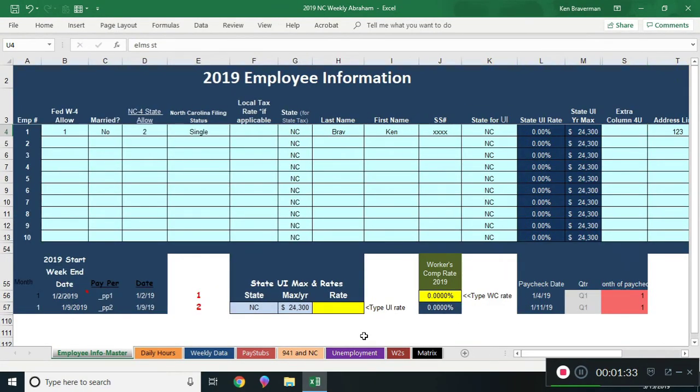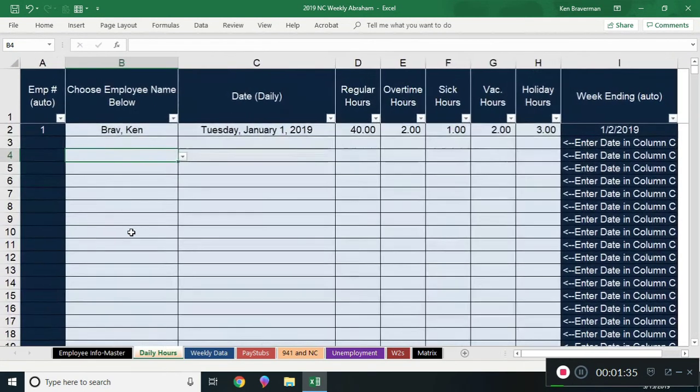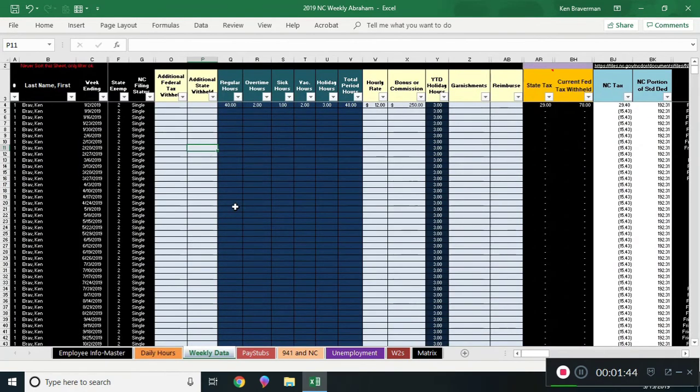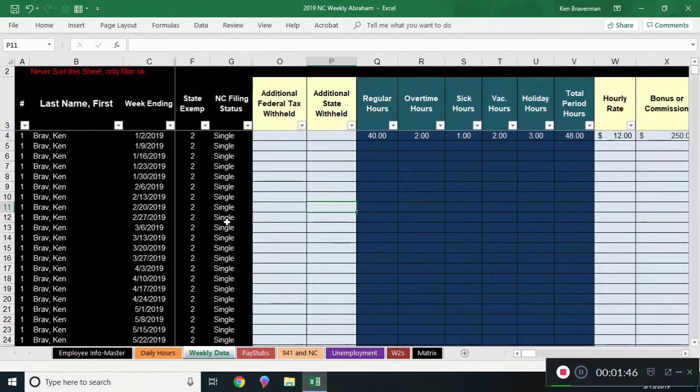And then we can go over and start putting in hours for an employee. I already did that. This employee here has 40 regular hours, some overtime hours, some sick hours, right? That's fine. Once you do that, you're going to go over to the weekly data sheet.